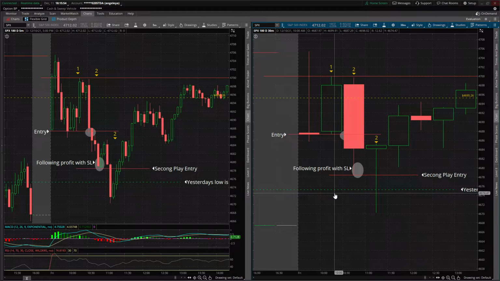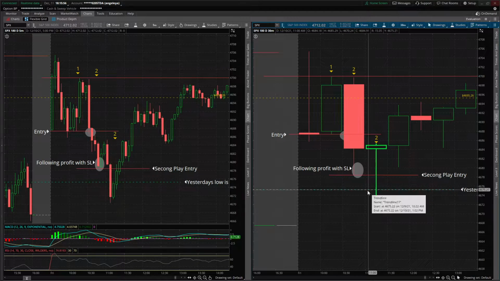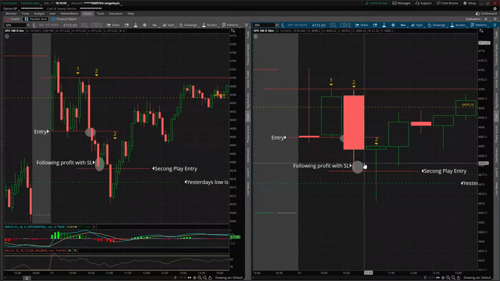Real simple stuff. Now, the second trade, we see this 2 form. This play was a 2-2 continuation. It's one of the strat combos. So we had this 1, or this 1 gets taken out by this 2. So this candle became a 2 the minute it broke going down or up. Either way, if it would have broke going up, it would have been a 2. It just would have been a 2 going up. But in this instance, it's a 2 going down.